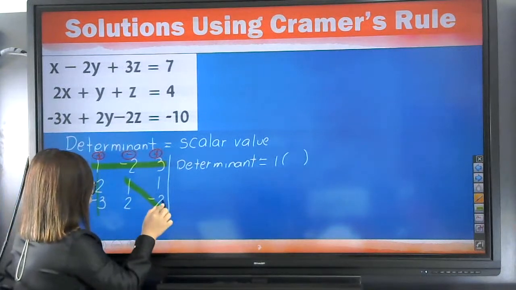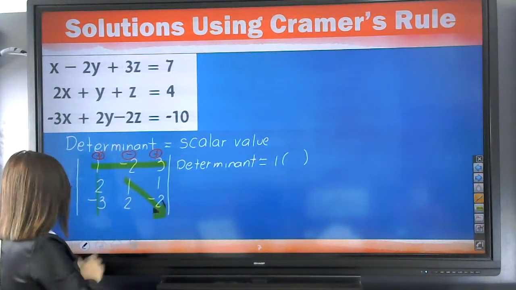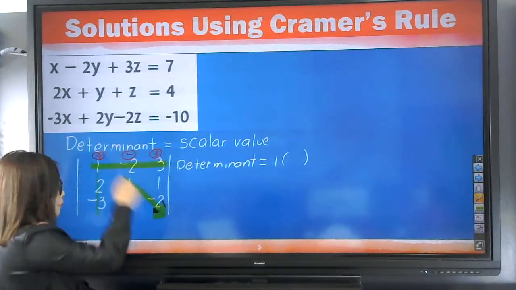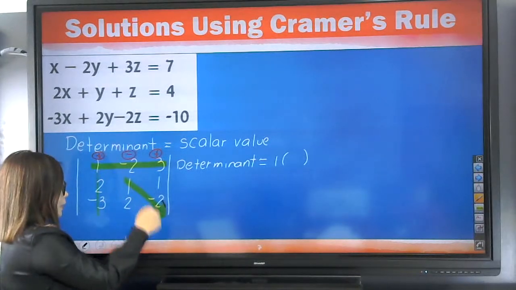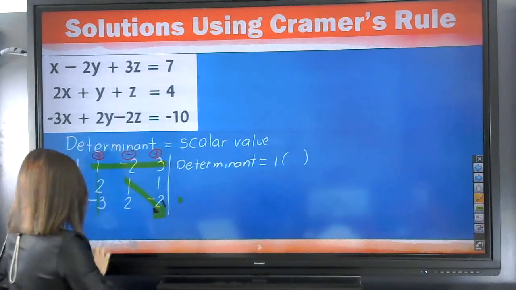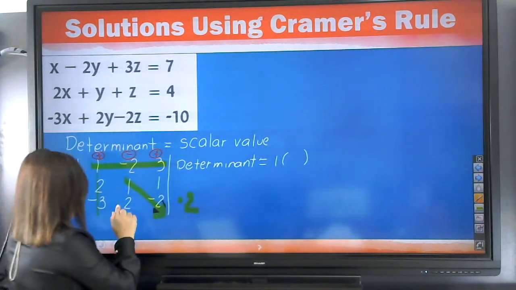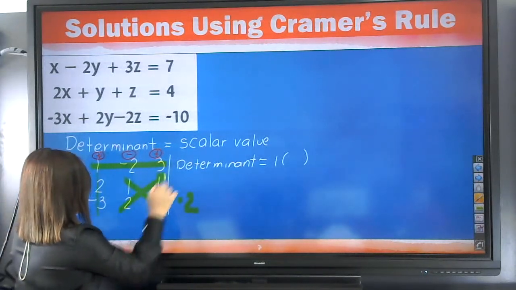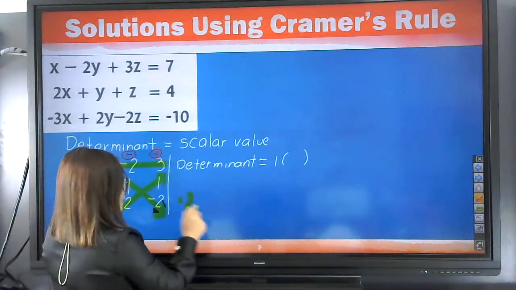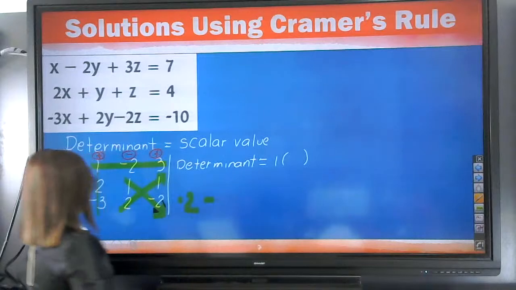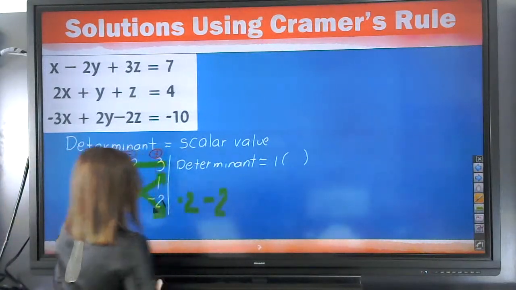So to do this, you have to multiply. 1 times -2 is -2. Arrow down, you multiply 1 and -2. 1 times -2 is -2. I'll write it here so I can remember. And then arrow up like this.